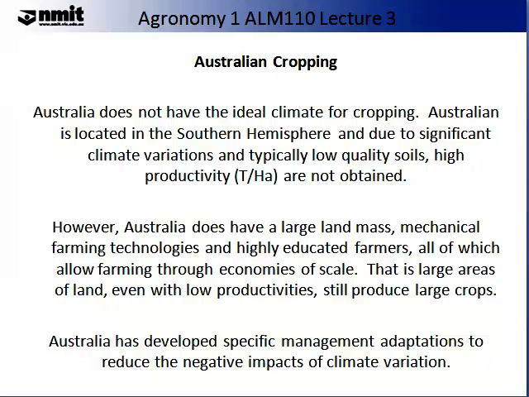However, Australia does have a very large land mass. It also uses mechanical farming technologies and has highly educated and informed farmers, all of which allow farming through economies of scale. That is, a large area of land, even with low productivities, can still produce large crops. Australia has developed specific management adaptations to reduce the negative impacts of the climate variation and of the soil.